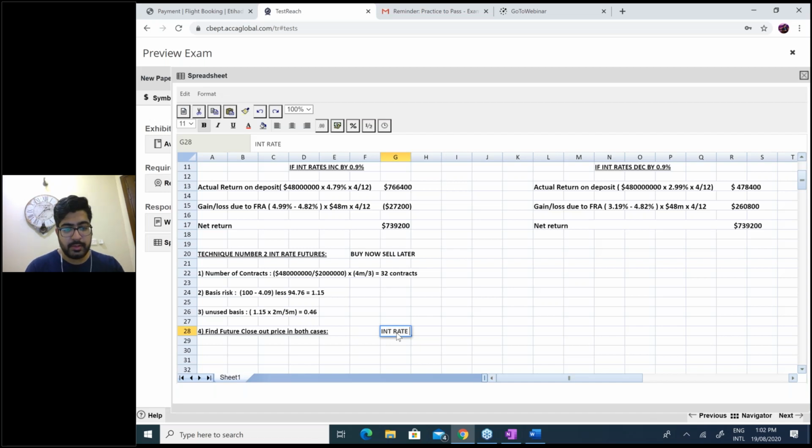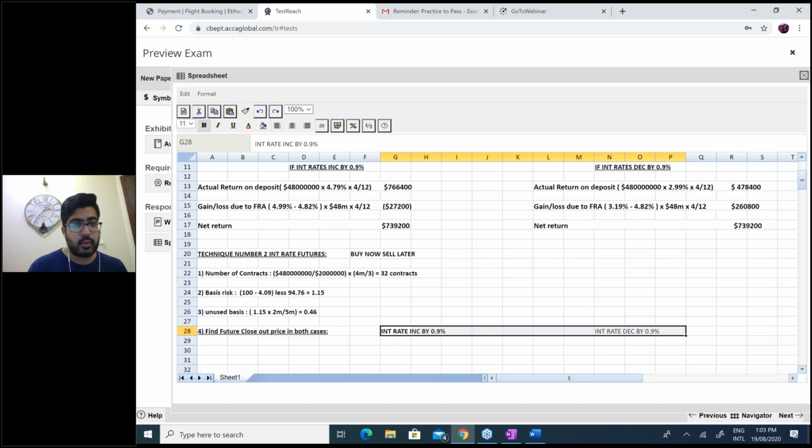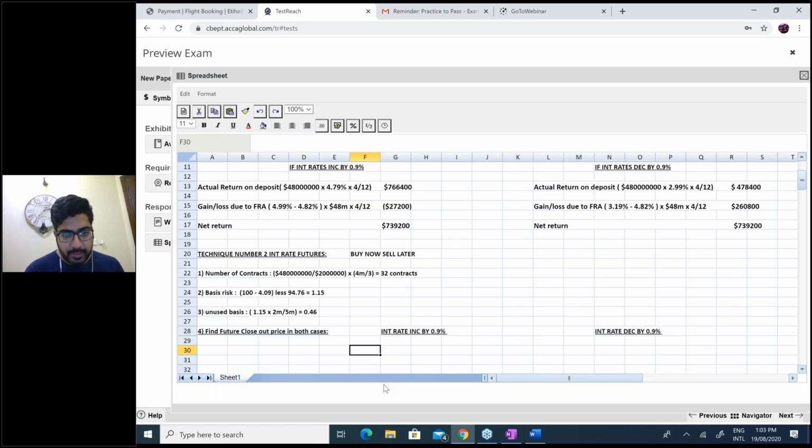Interest rate increase by 0.9%. Interest rate decrease by 0.9%. Step 4 specifically asks: find the future closeout price in both cases. So one case is interest rates increase by 0.9 and the other case decrease by 0.9. What is the formula of future closeout price in both cases?